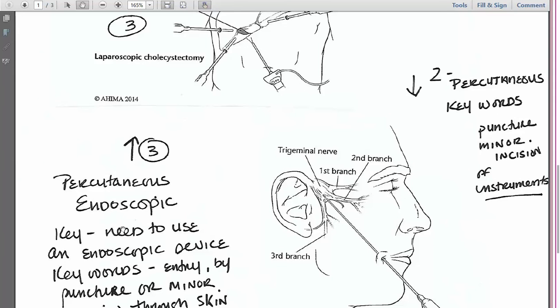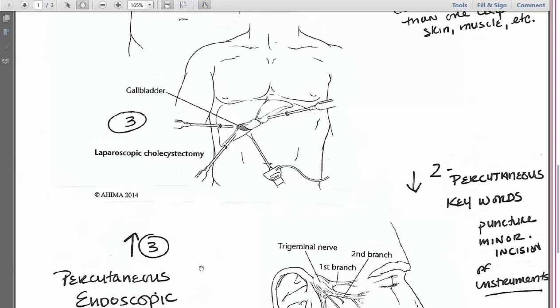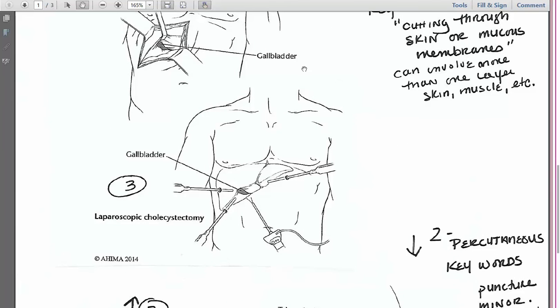However, in number 3, when we look at percutaneous endoscopic, by definition, the physician has to make these minor incisions or punctures and then use an endoscopic device. And that's illustrated here in number 3.